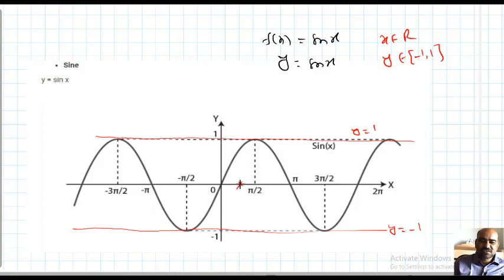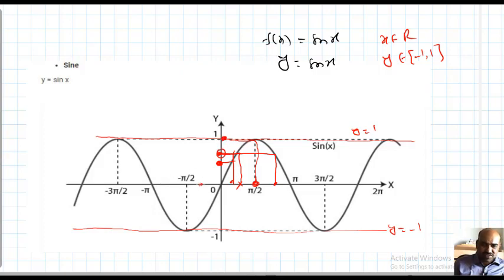If for this x, your corresponding y is here, this value is less than 1 only. For this x, your corresponding y is here, that is also less than 1 only. For this x, the corresponding y is here, that is equal to 1. For this x, the corresponding y is here, less than 1. What is the meaning of that? The y value is always less than or equal to 1.